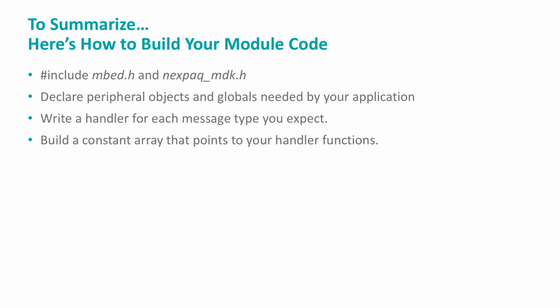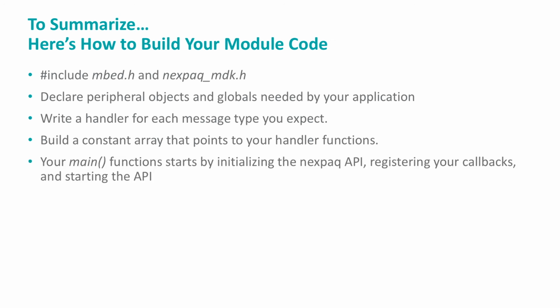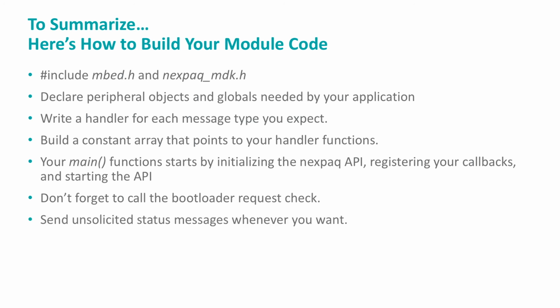Your main function starts by initializing the nexpaq API system, registering your callback functions with the nexpaq API system, and then starting the API. You'll also initialize any global variables and peripherals that you've set up. And now you're ready to enter your main loop. Call from time to time the nexpaq bootloader request function, and if you have any data to send to the smartphone, you can do that in the main loop as well.